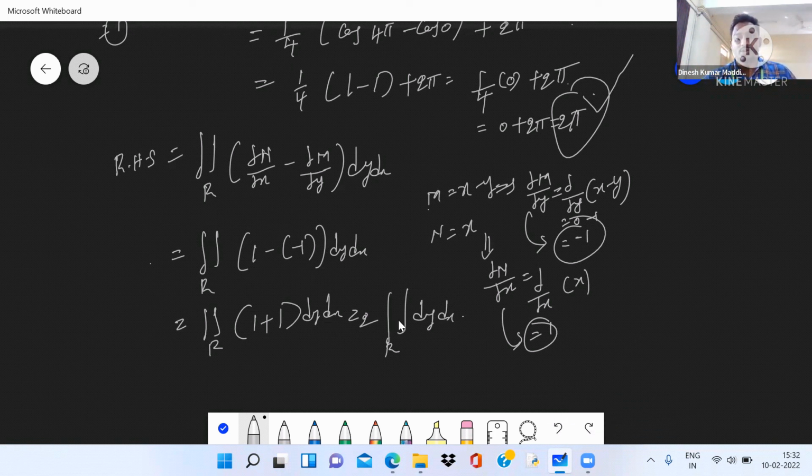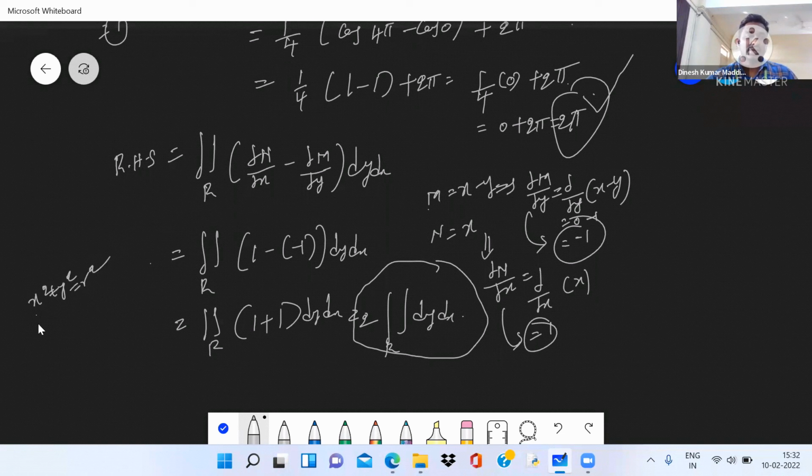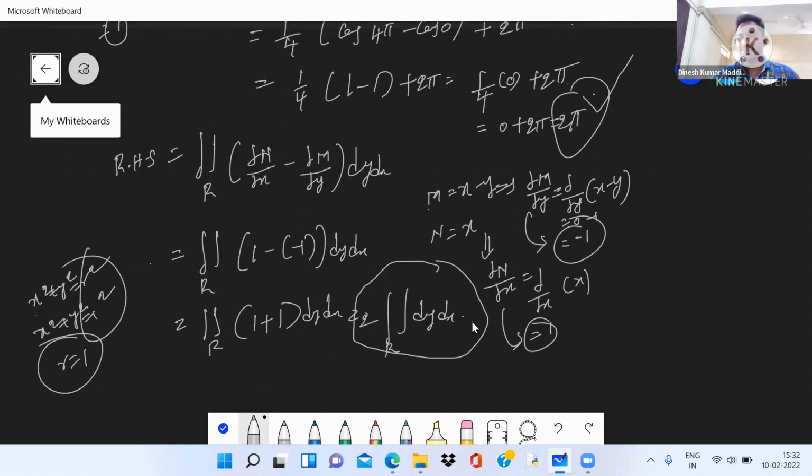Is it okay for you up to here? Can any one person confirm? Okay, if you observe here, they have given that the region is the unit circle. That is x square plus y square is equal to r square, that is x square plus y square is equal to 1 square. That means r is equal to 1. That means finally we are going to find the area of the circle here.